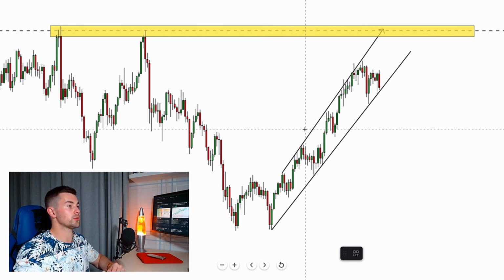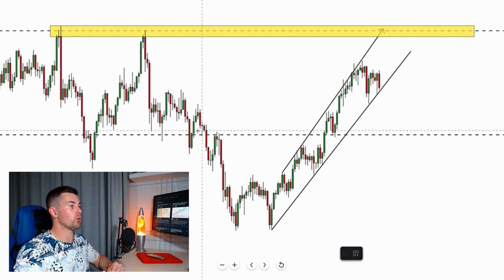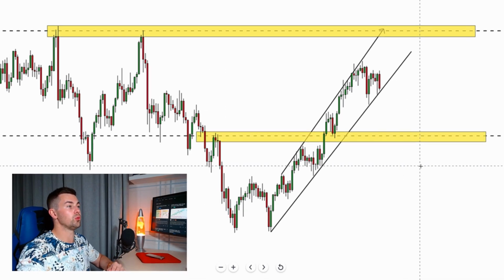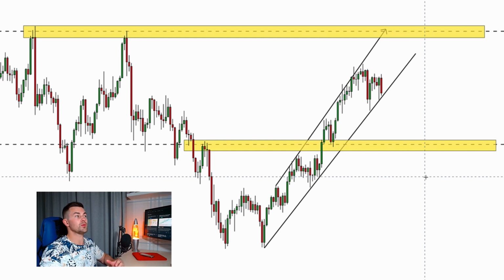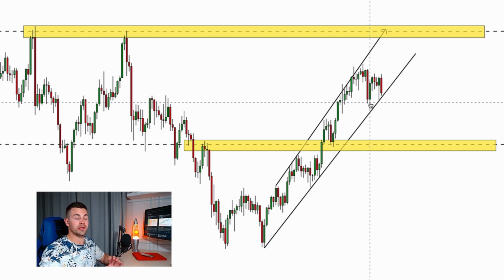Looking left at structure, I see a very important key level right here, a very important level of support. So far you can see we have two major horizontal key levels and we have this major rising trend line, and the trend lines of this channel serve as the support and resistance for now. Yes, so this is our current technical outlook on gold. Then let's discuss the scenarios.